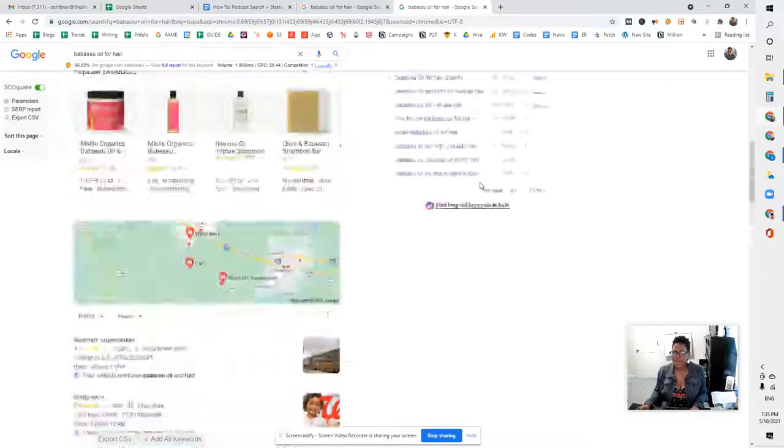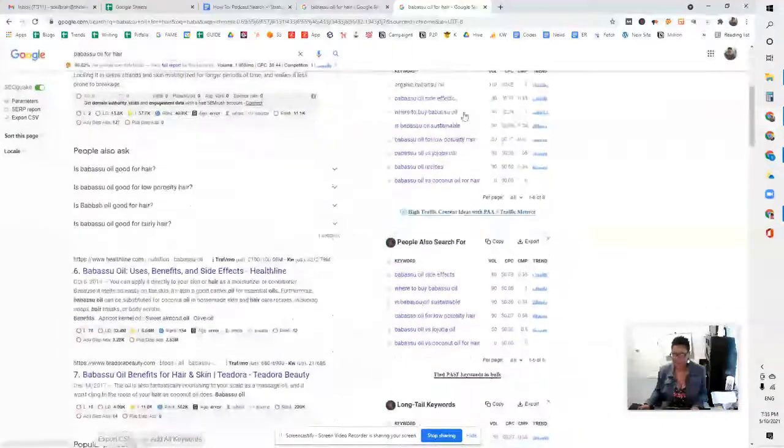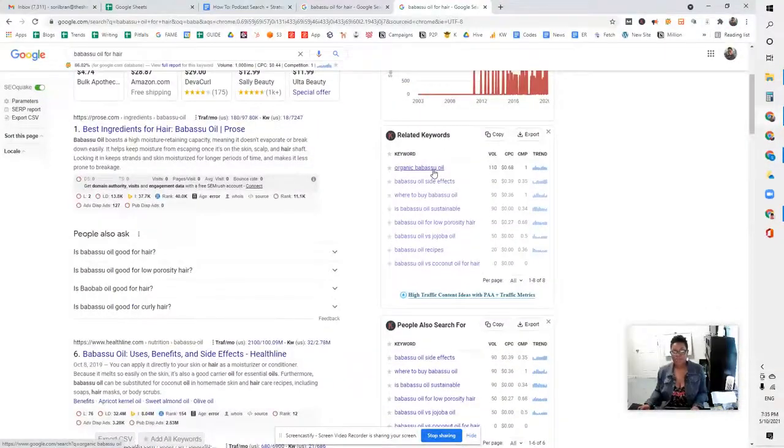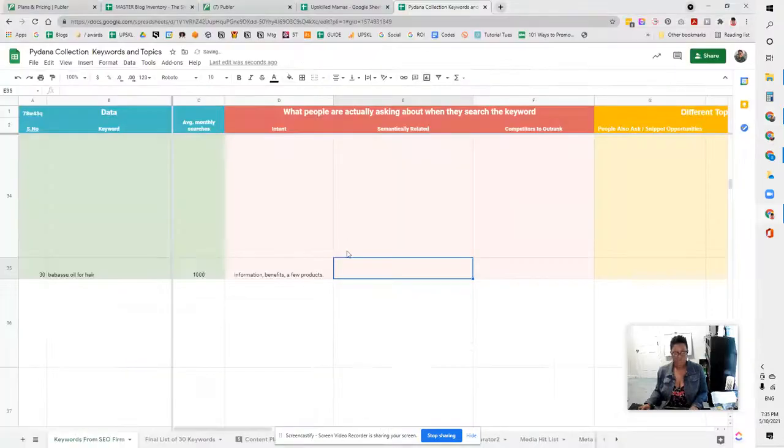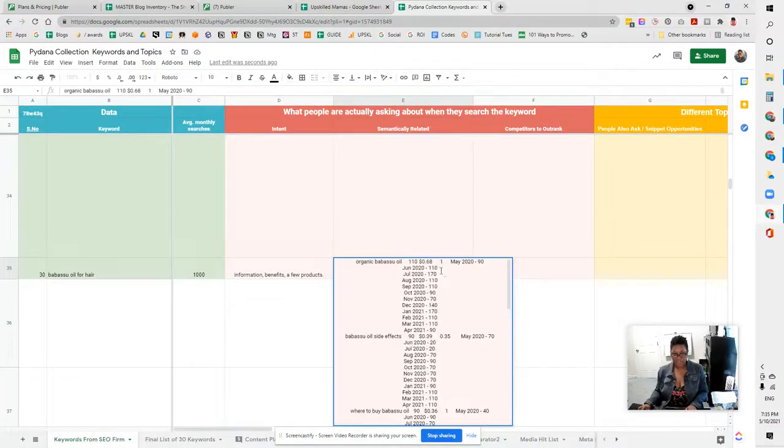Semantically related, I pulled that from Keywords Everywhere. The semantically related searches are the things that people search in addition to, like the terms that they search that are related to Babasu oil. So that will be this stuff right here. So I would drop that in here, because they're semantically related, and I'll clean that up a little bit later. I don't have time to do it right now.